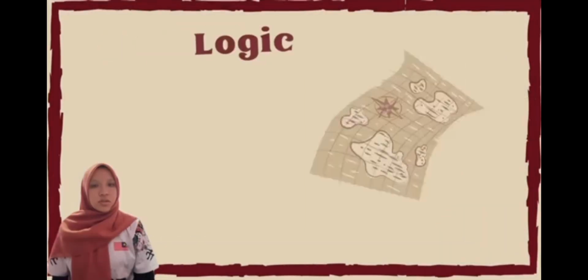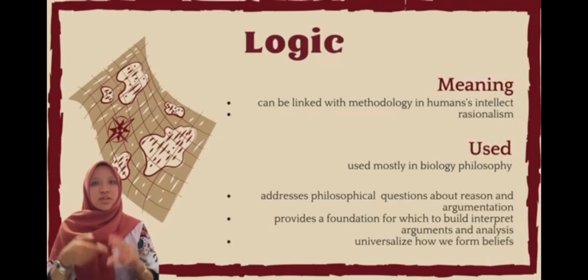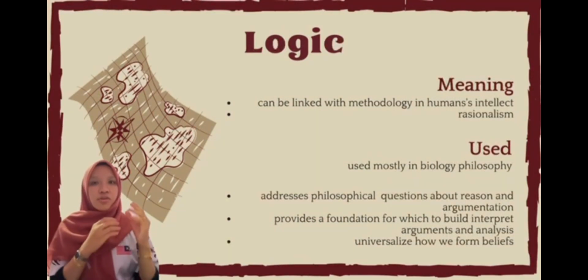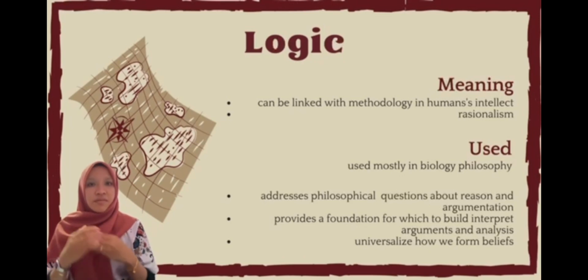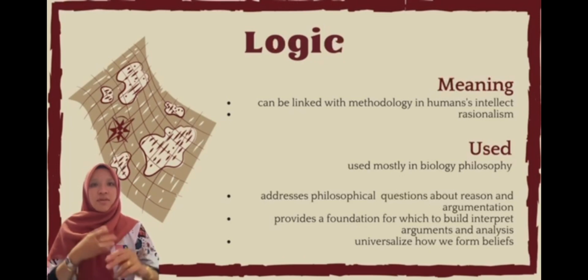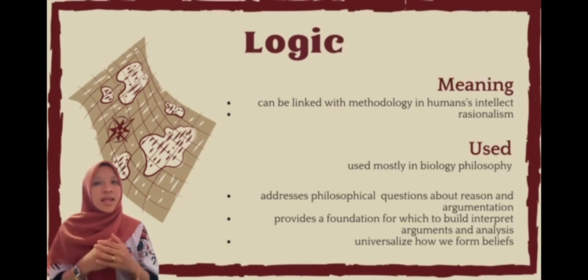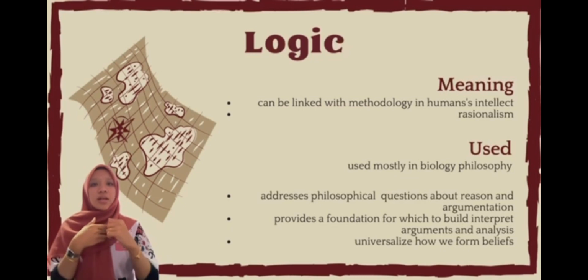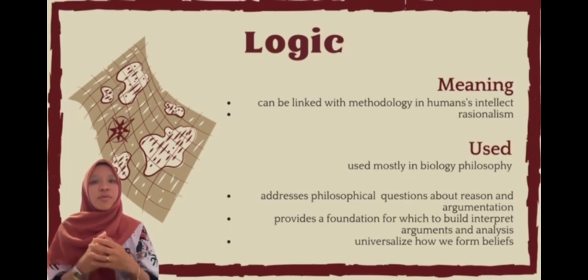The last branch of philosophy is logic. Logic addresses philosophical questions about reason and argumentation. It's much like metaphysics. Understanding logic helps philosophers to understand and appreciate how we perceive the rest of our world. More than that, it provides a foundation on which to build and interpret arguments and analysis. Precisely, formal logic tries to universalize how we form belief and check those arguments for validity and truth.